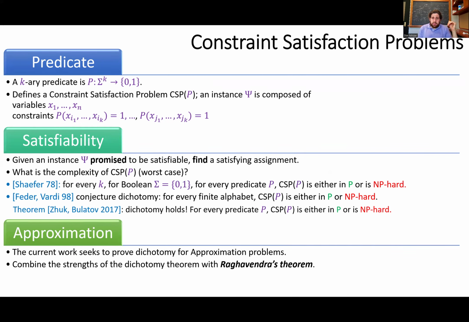So what can you say about the approximation version of CSP_P? The main goal of this line of work is to establish a version of the dichotomy theorem for approximation problems. And in a nutshell, what you have to do here is have a result that sort of combines the considerations from the dichotomy theorem with another prominent result in complexity theory called Raghavendra's theorem. So we're going to talk about this soon, but really you're trying to gain the best of both worlds from these two very nice works.